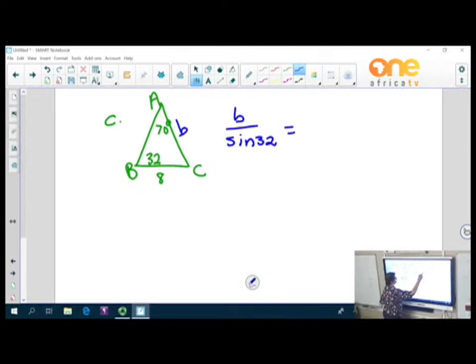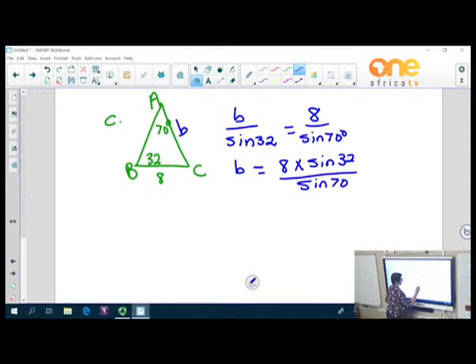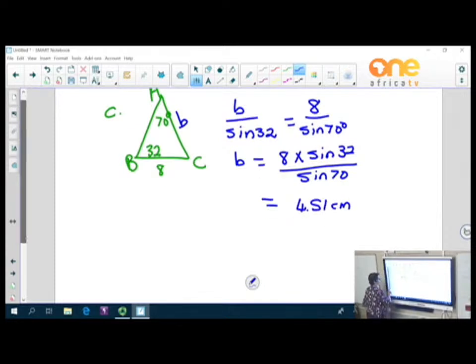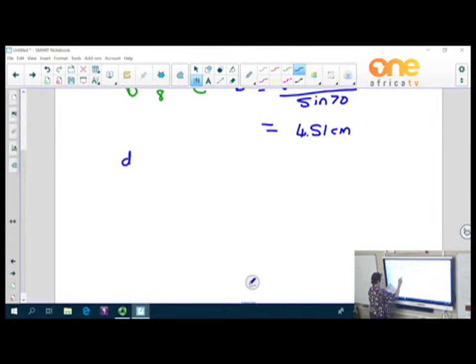b is equal to 8 over sine 70 degrees. So I will multiply 8 times sine 32 and the answer is, I got 4.51 centimeters.